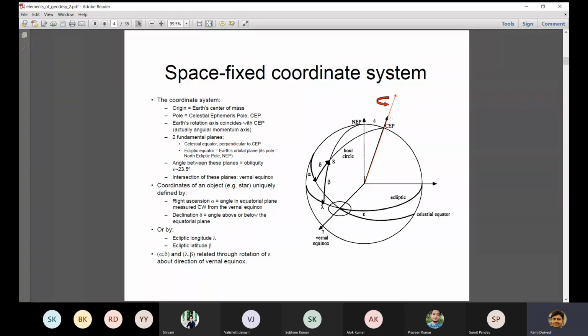Please remember, it is pointed towards the vernal equinox. The coordinates of an object on the stars can be defined on these two planes: either on the celestial equator or on the ecliptic plane.